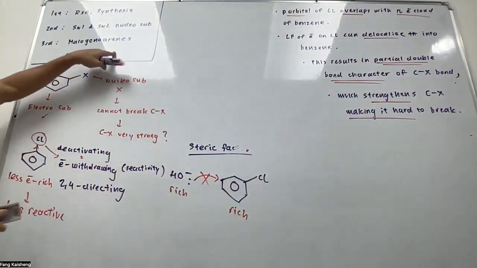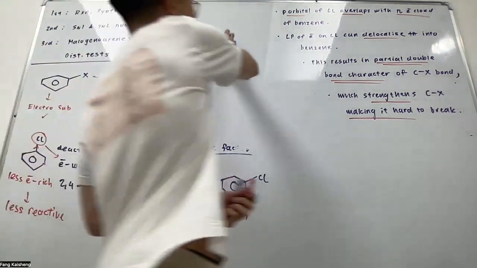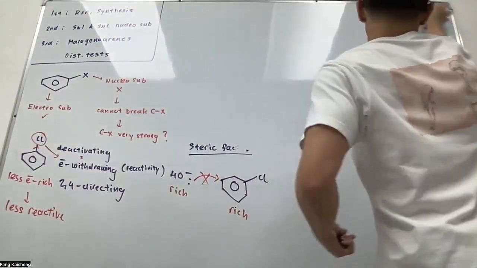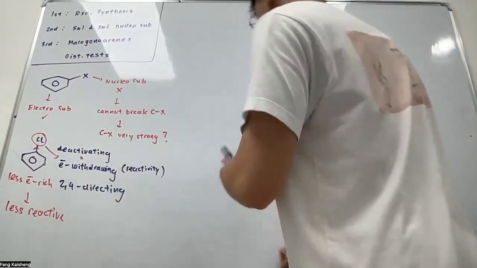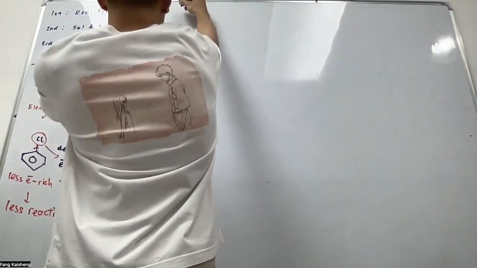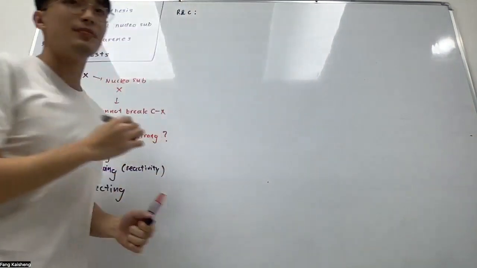As we discussed today, we're going to talk about distinguishing tests. How do we distinguish different types of halogens? You've probably seen this before, but I want to explain the rationale behind the reaction, and then we can just conclude that. For distinguishing tests, there are 3 steps in our reagents and conditions.